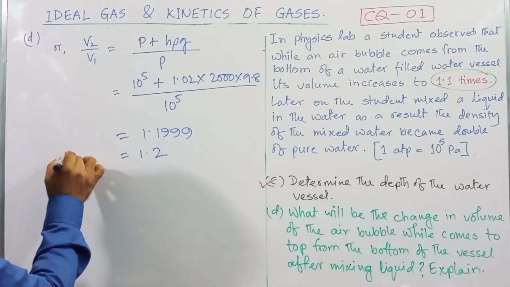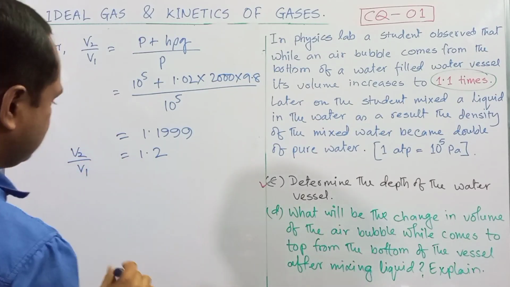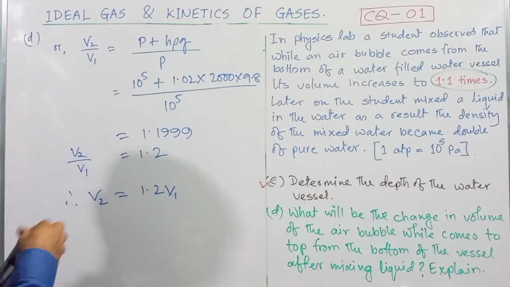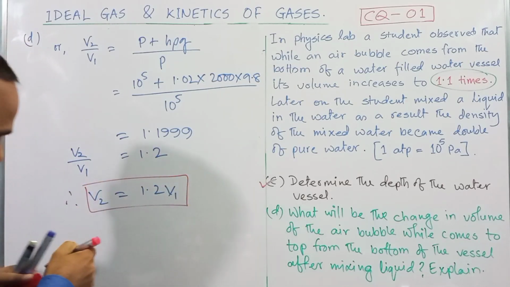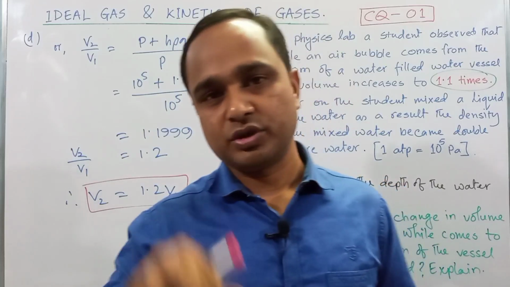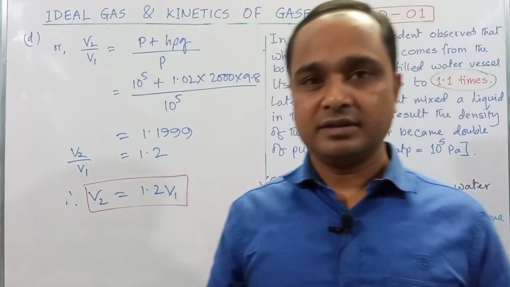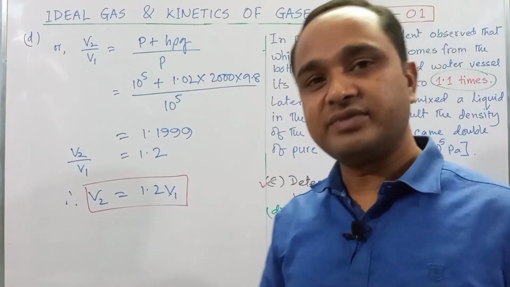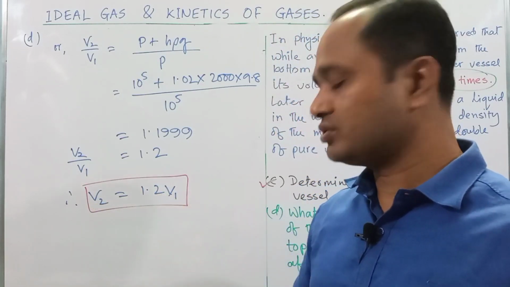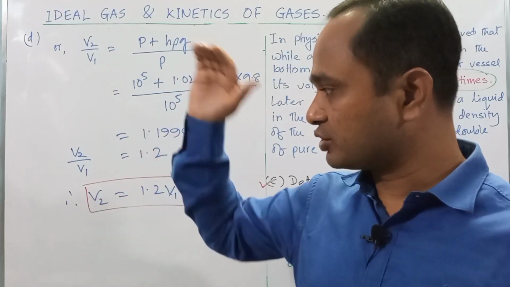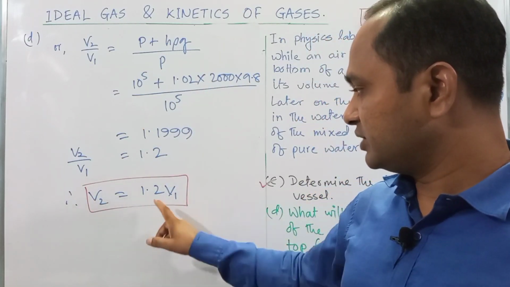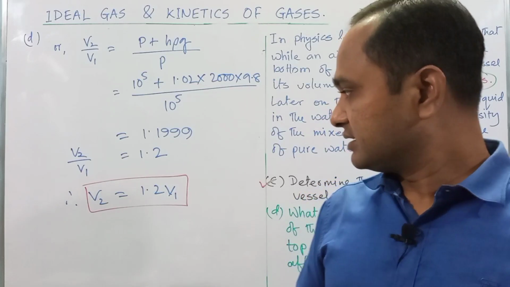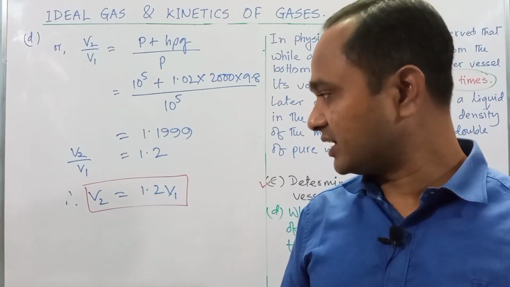1.1999 or 1.2, right? So dear student, here V2 by V1 is equal to 1.2. So we can write that V2 is equal to 1.2 into V1. So from the expression we can say that when the air bubble comes from the bottom to the top of the impure water, that is mixed water, then its volume will be 1.2 times the previous volume. That is, V2 is equal to 1.2 into V1, right? Dear student, I hope you got it.